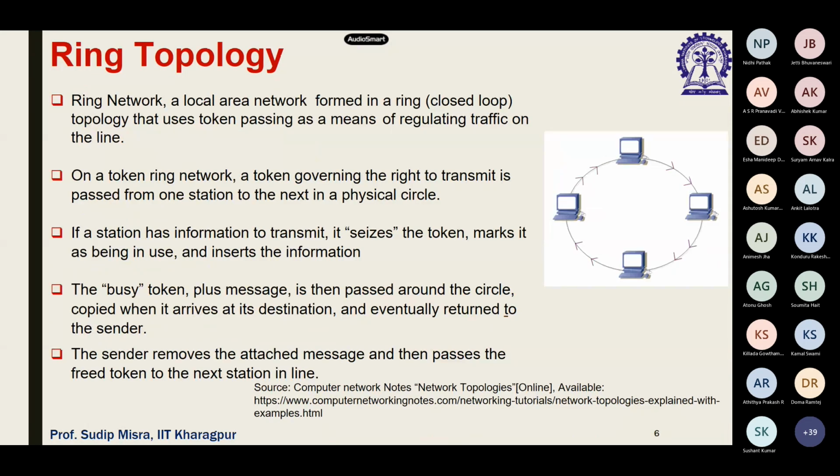Okay. Now, the next type of topology is called the ring topology. Geometrically it looks like a ring, right? This sort of ring topology is typically used in local area networks, and the mechanism that is used is something called token passing. So, token ring network. It has its origin in IBM. In the earlier days, IBM came up with this token ring network, and the token passing mechanism is used to regulate the traffic flow.